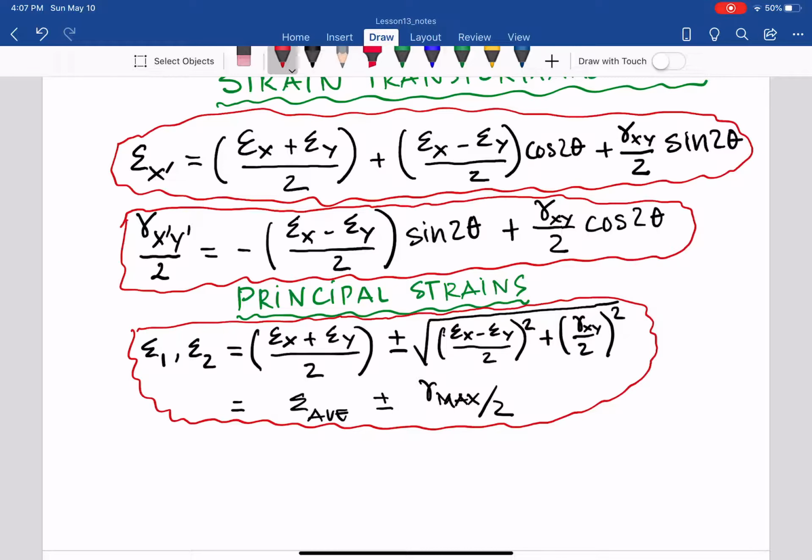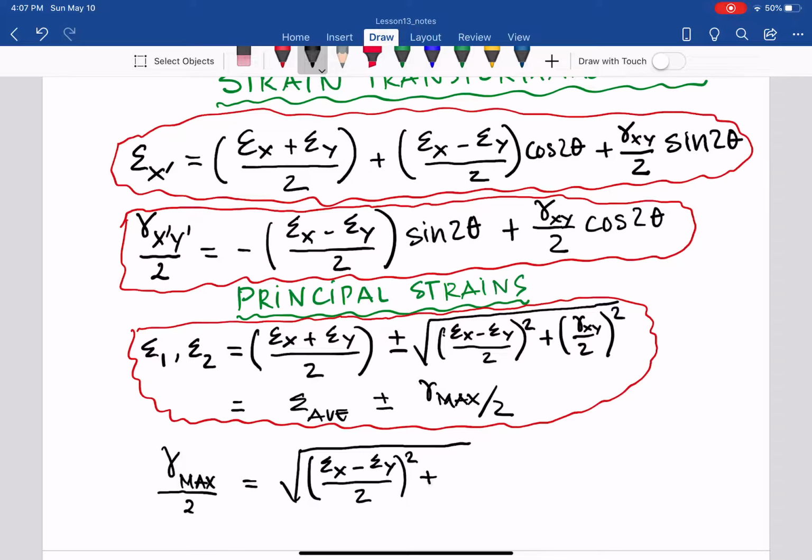So tau max, now it becomes gamma max over 2, equal to the square root of epsilon x minus epsilon y over 2 squared plus gamma xy over 2 squared, for tau max becomes over 2 for gamma. So from that we also have gamma max over 2. To find gamma max, you need to multiply by 2 to get it up there. So we have that equation.